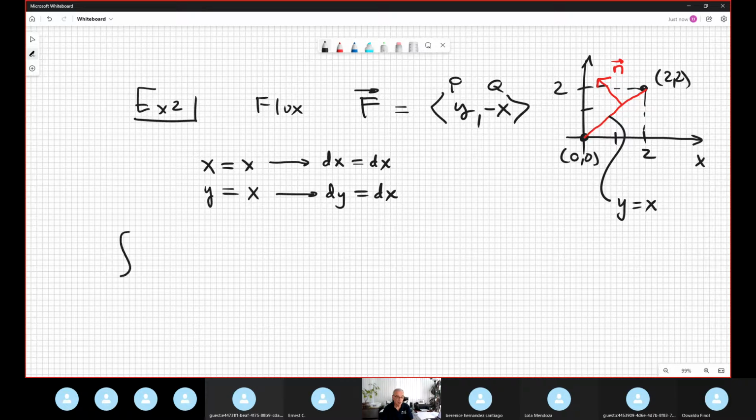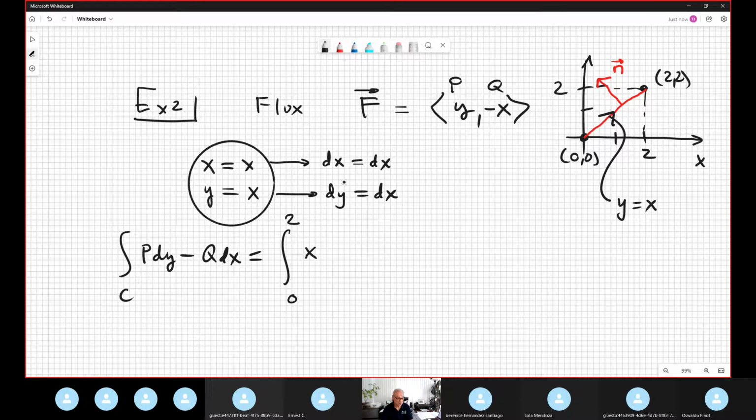So the formula for finding the flux integral is P dy minus Q dx, and you convert it to another integral. In this case, the independent variable I want to assume is x, so x goes from 0 to 2. So you convert the complicated line integral into one easy integral. And what is P? P is y, but y is x.